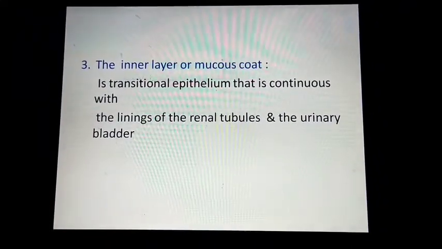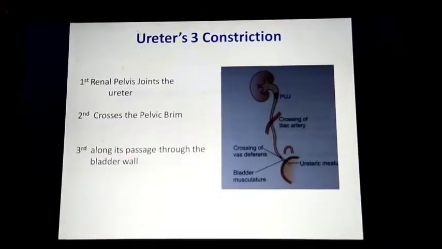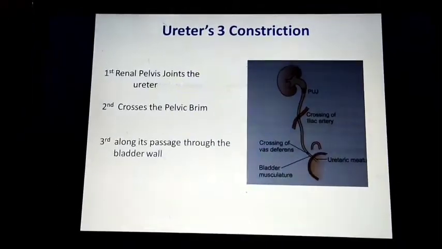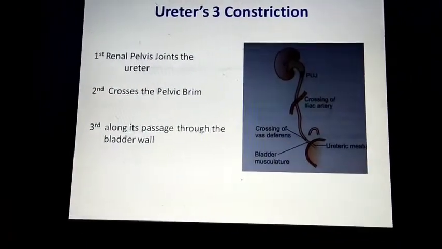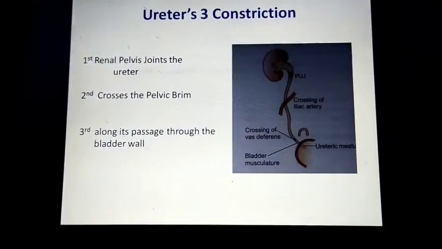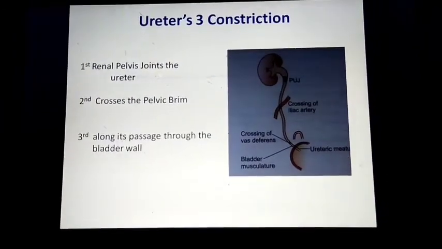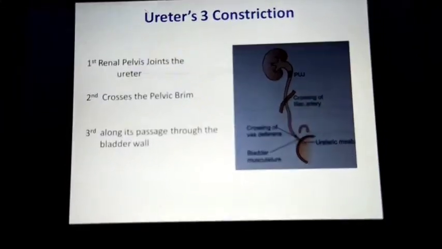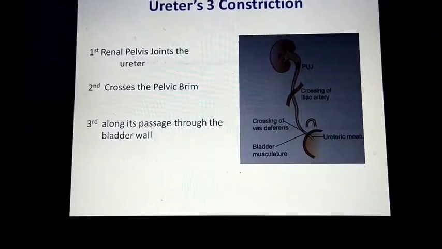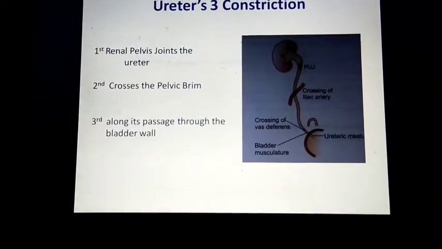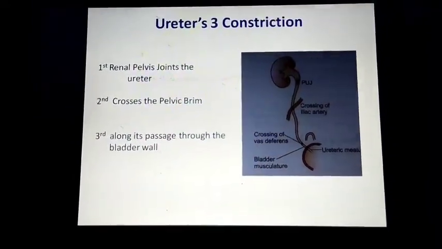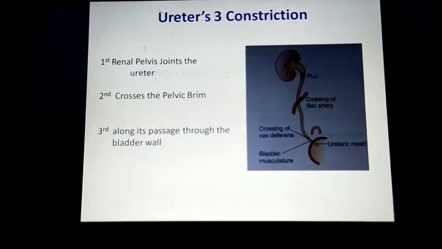Next, we can go to the next slide. Anatomically there are three constrictions, constrictions meaning narrow parts. Surgically there are 5 constrictions. The first constriction is at the PU junction. P means pelvic, U means ureter, so PU junction means pelvic ureteric junction, where the renal pelvis joins the ureter.